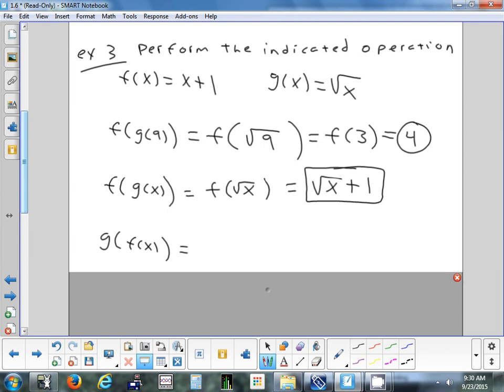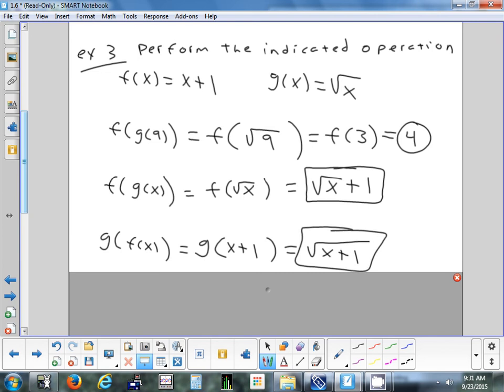Okay, and the second one, g of f of x. All right, so Tyler, what am I finding here? G of, what is that? Isn't that just f of x? Yeah, and what is our f of x? X plus 1. Yeah, x plus 1. Okay, so in function g, everywhere you have a letter, change it to x plus 1. Okay, Dalton, can you tell me what I'd get if I do that? Square root of x plus 1. Yeah, and is everything under the square root, or? Yeah, everything's under it.